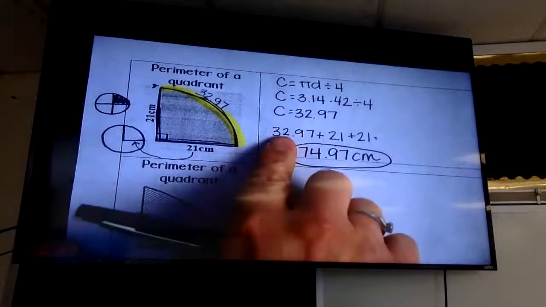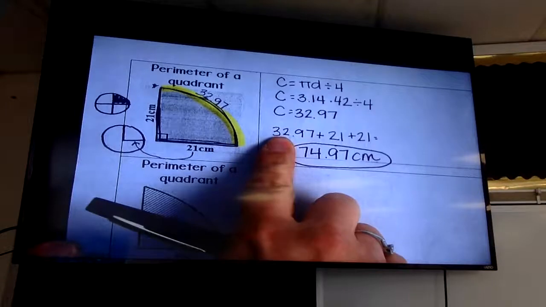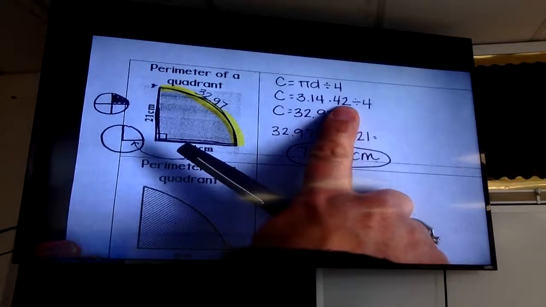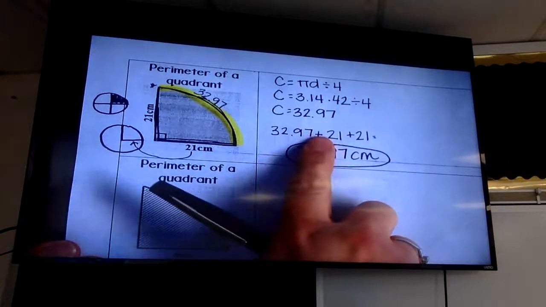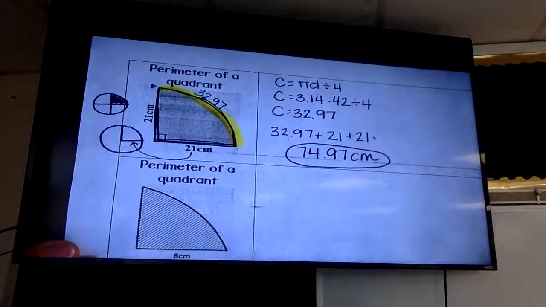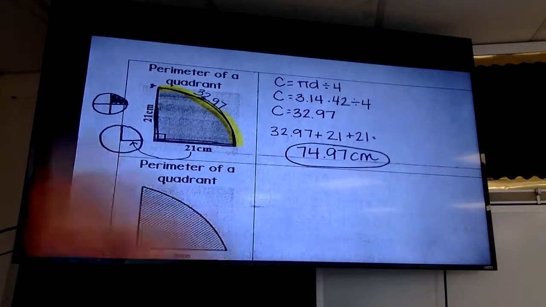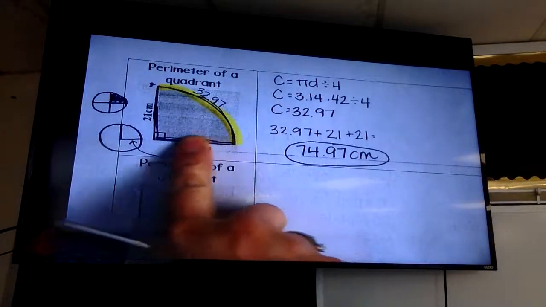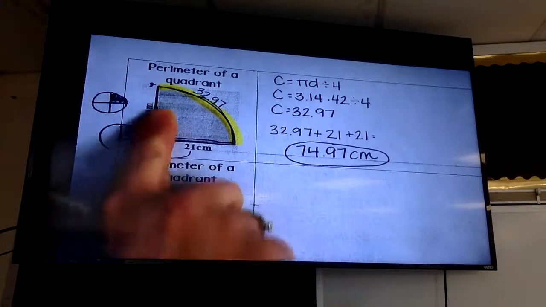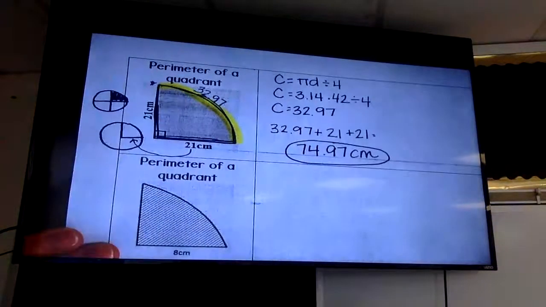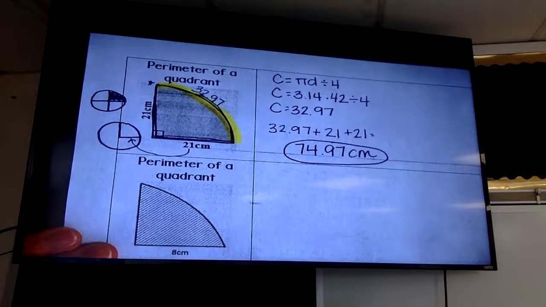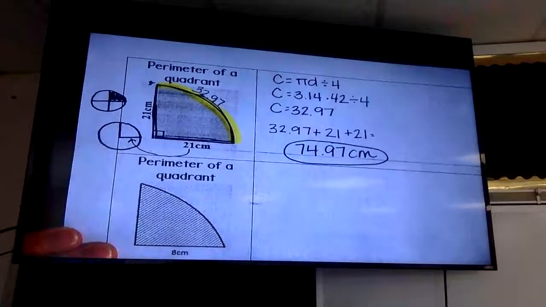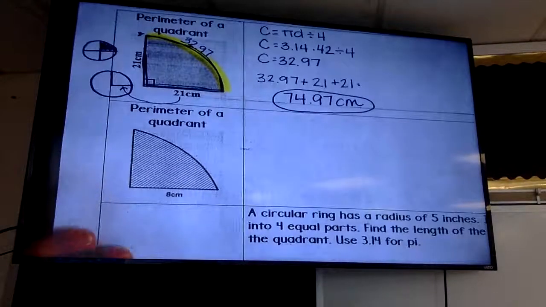Another way you could look at it is, again, kind of like the front side, it's the arc plus, well, isn't 21 plus 21 actually the diameter? So you could say the arc plus the diameter will give you the distance around the quadrant also, whichever way is easier for you. Some people, it's easier to say, okay, the arc is 32.97, write it down. This edge is 21, write it down. This edge is 21, write it down and add them all together. For some people, they can quickly see that two of the flat edges on a quadrant is going to equal 1 diameter.